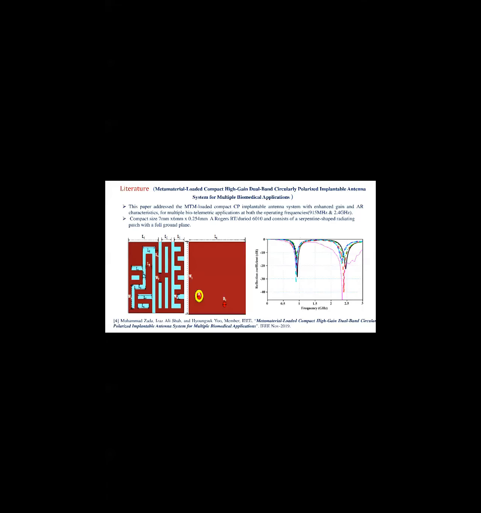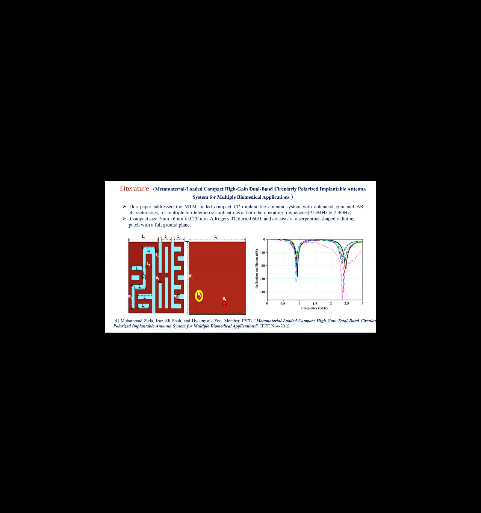Similarly, they are using a metamaterial loaded compact high gain dual band circularly polarized antenna. If the antenna is satisfying the axial ratio, that means it is circularly polarized. The circularly polarized antenna always maintains a 3 dB axial ratio. That is the threshold value. If you are getting within 3 dB, that acts as circularly polarized.